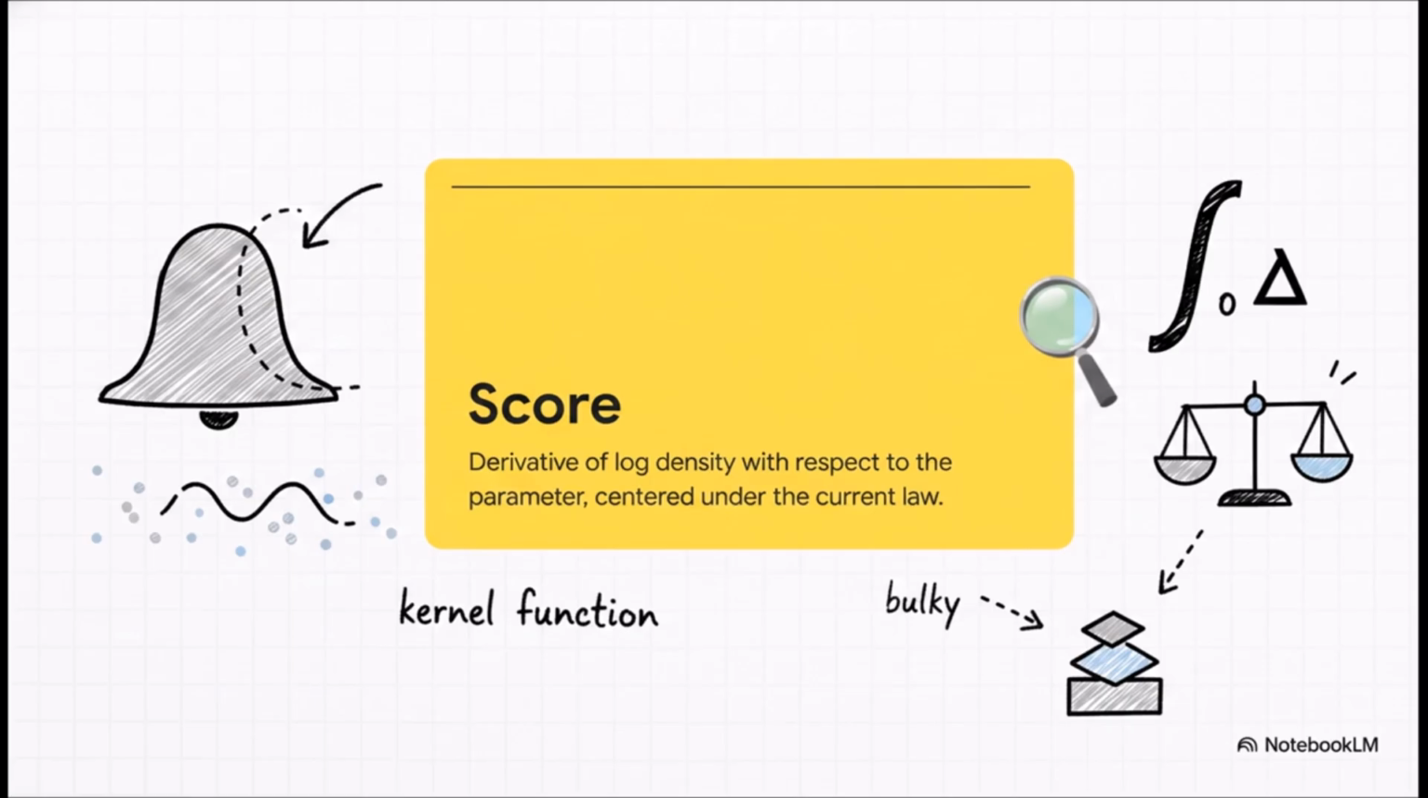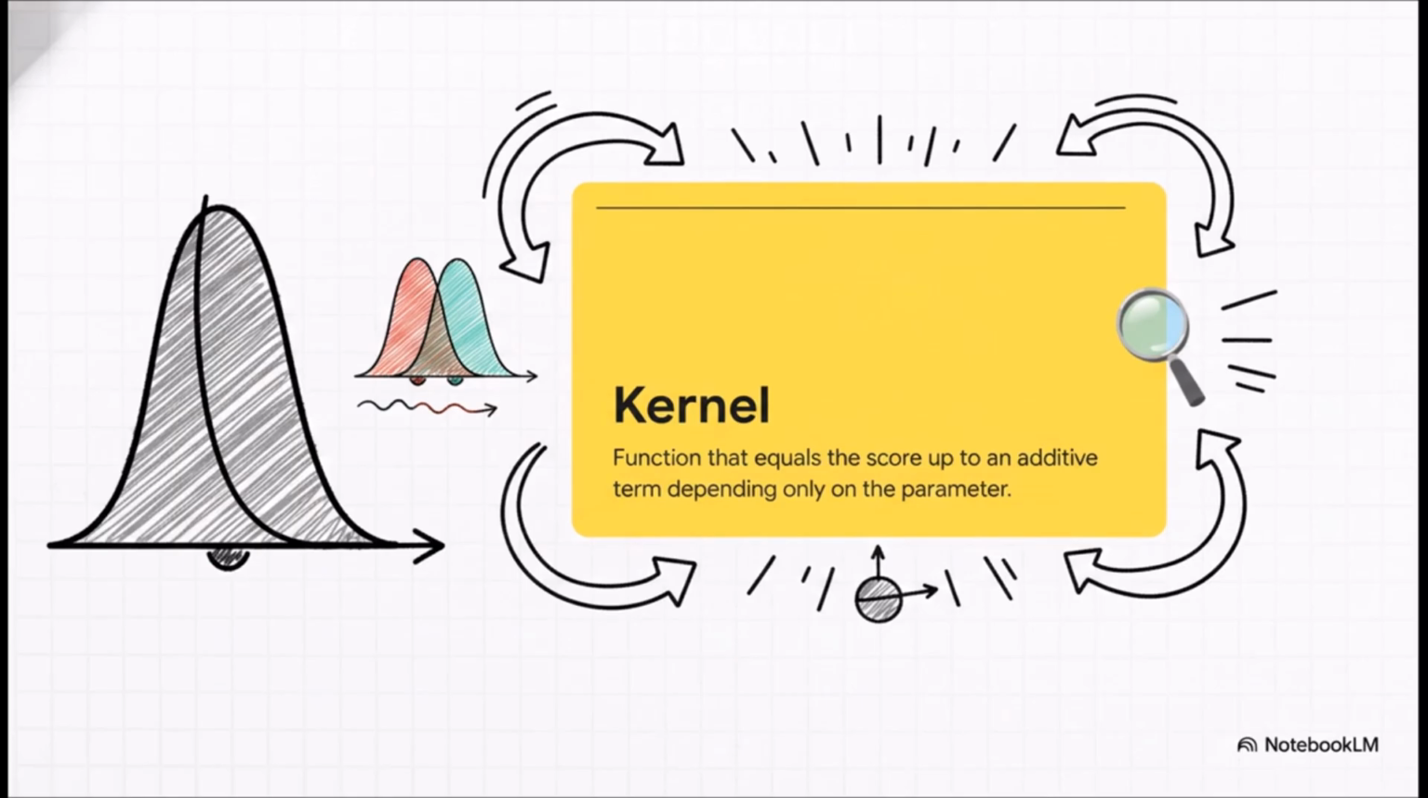It's centered under the current probability law, which means its expected value is exactly 0. But here's the catch. That centering constant makes the score super bulky and really cumbersome to work with algebraically. And that is exactly where the kernel enters the chat. The kernel is the real hero of our explainer today.